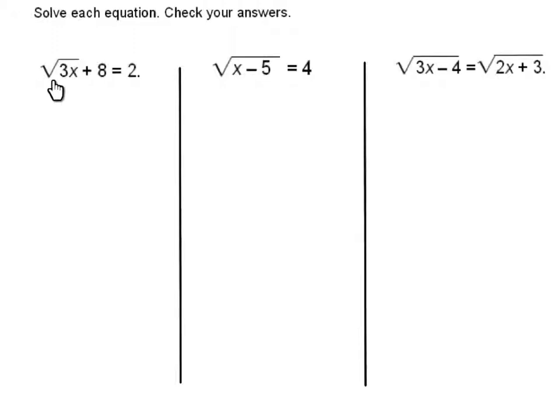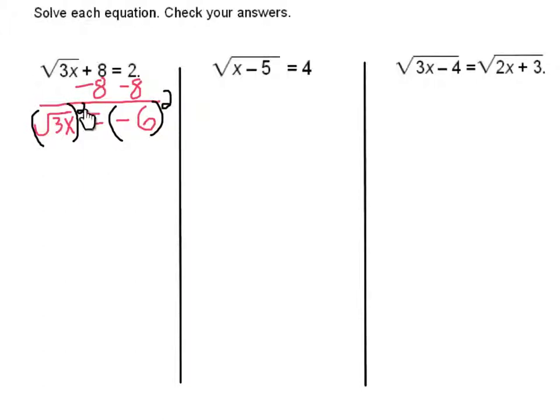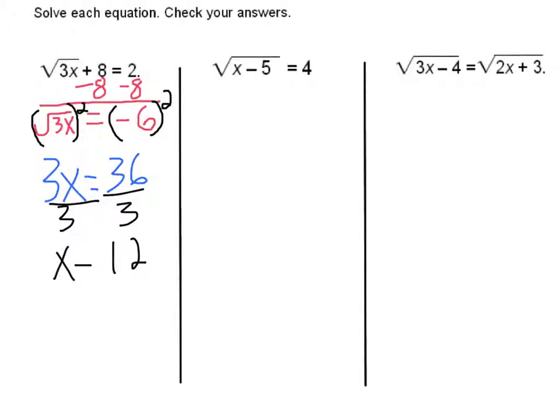Right away, identify where the radical is and get rid of everything else, get the radical all by itself. So let's get rid of this plus 8. Now I have the square root of 3x equals negative 6. Next I'm going to square both sides. Remember that a square cancels a square root, so my 3x is free, and I have 3x equals 36. Next, all I need to do is divide both sides by 3, and 36 divided by 3 is 12, so I end up with x equals 12.